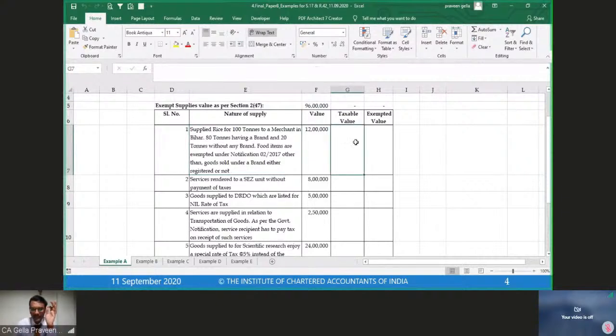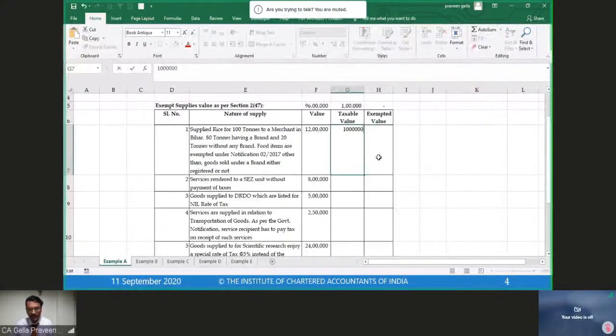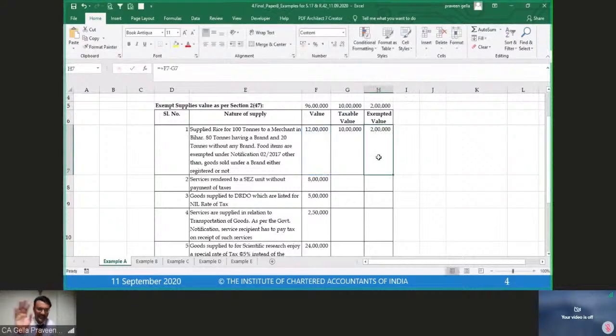I'll just give an example. If I feel straight away 10 lakhs is taxable, I'll just put 10 lakhs over here, and balance exempted I'll put over here. So I'm just indicating this may be a right answer, may not be right. I would like to read each of the situation, and please understand. We have read section 2, subsection 47, that is exempt supply. Reading that particular definition, what you understand out of the given value. If it is exempt supply, put it in exempt supply. If it is taxable, put it in taxable.